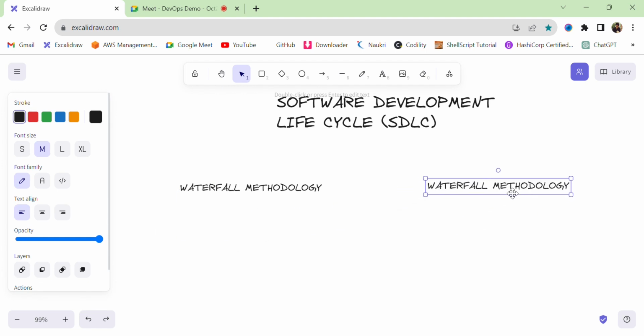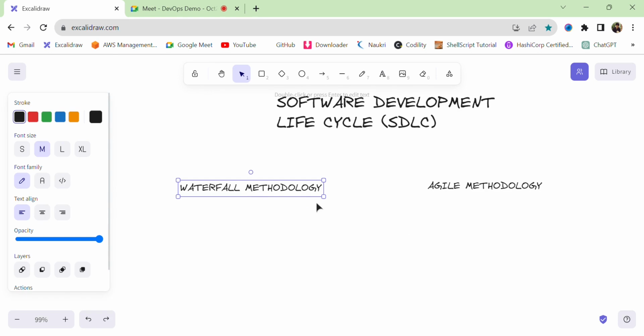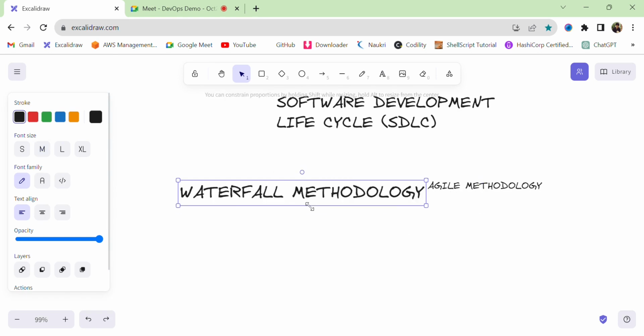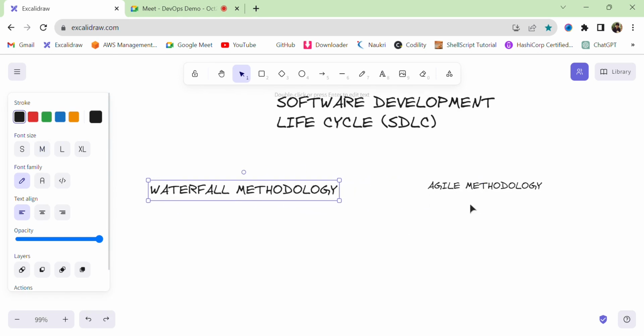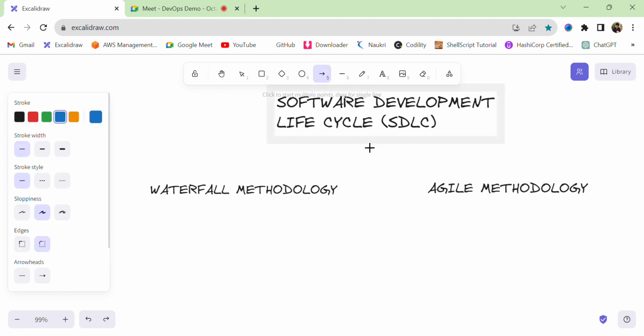The next process is called the agile methodology. If methodology is a very long word, you can simply call it the agile method and waterfall method, or simply agile process and waterfall process. So these methodologies, methods or processes are typically of two types. One is the waterfall methodology, another is the agile methodology.